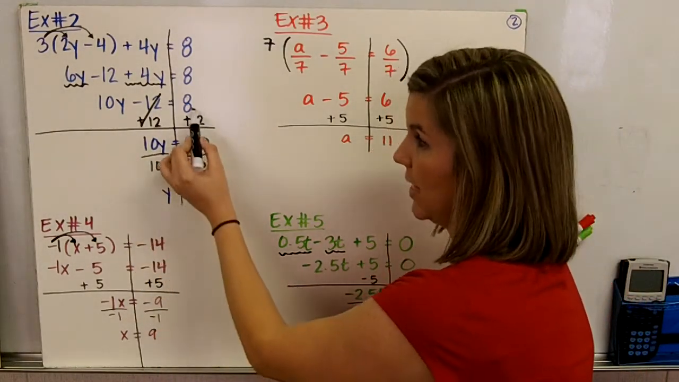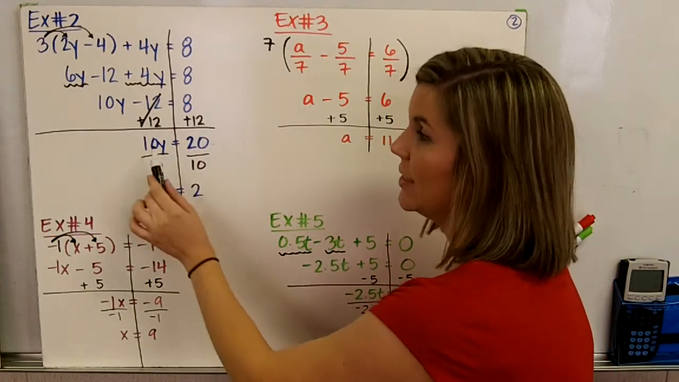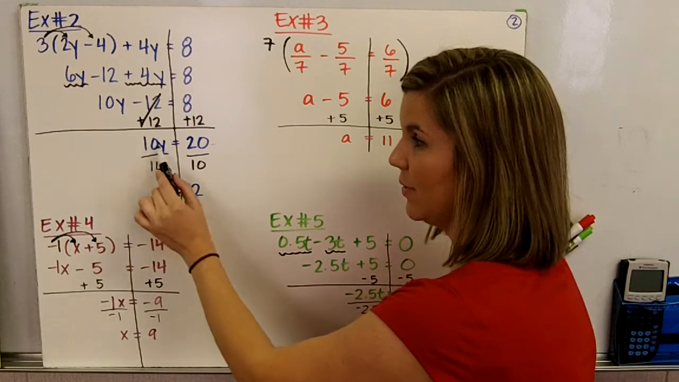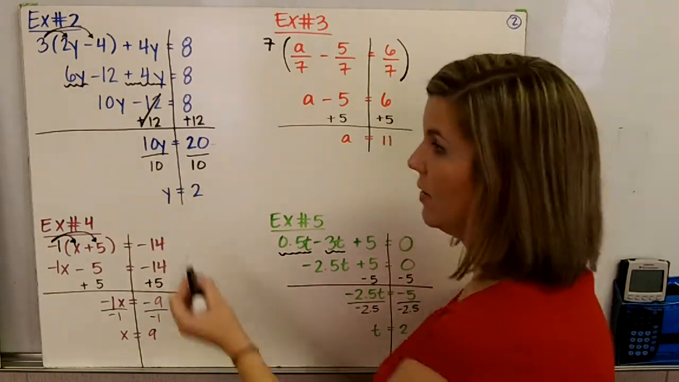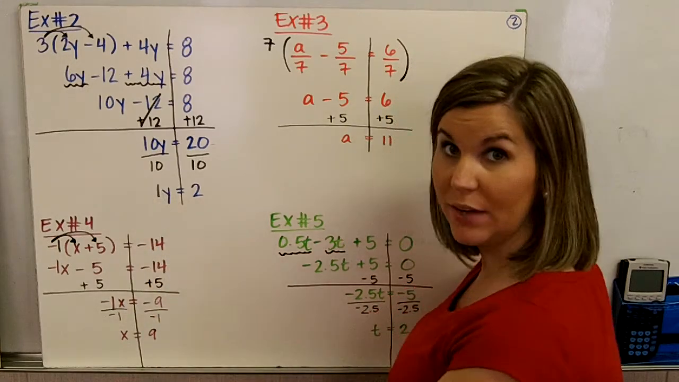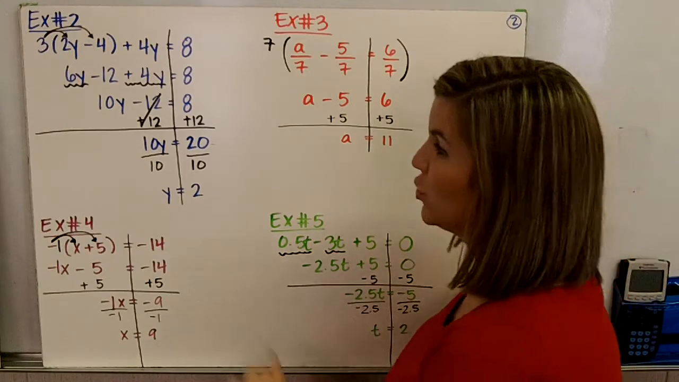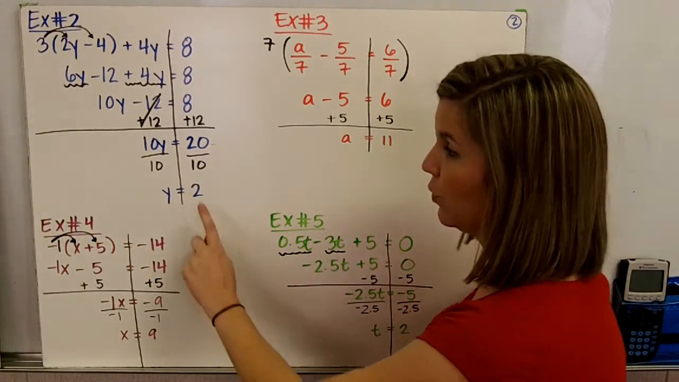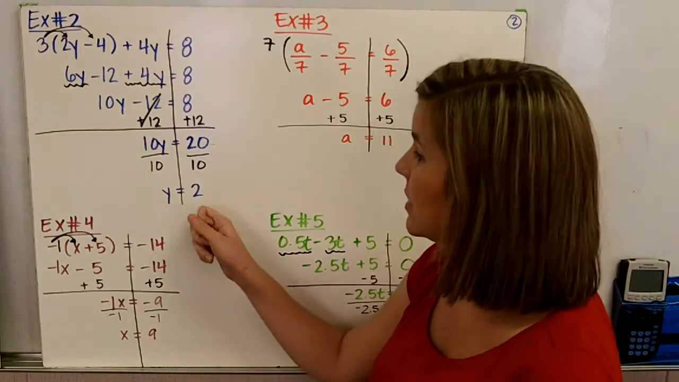10y equals 8 plus 12. So 10y equals 20. Divide both sides by 10 to get rid of the 10 in front of the y. 10 divided by 10 is 1. Now I'm not going to write this 1 in front of the y anymore. You should know that there's a 1 there. 20 divided by 10 is 2. So y equals 2.